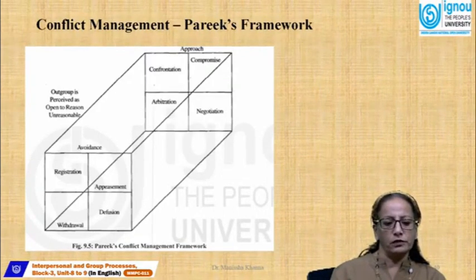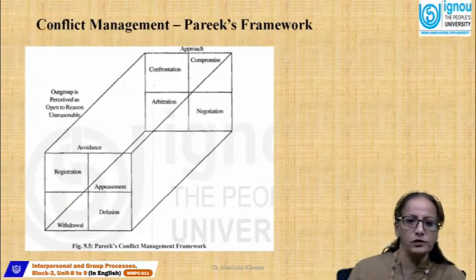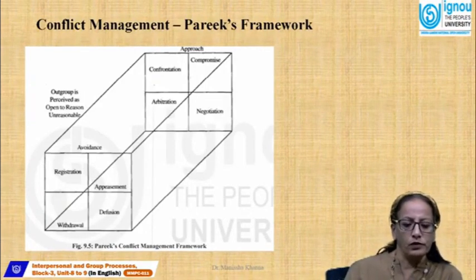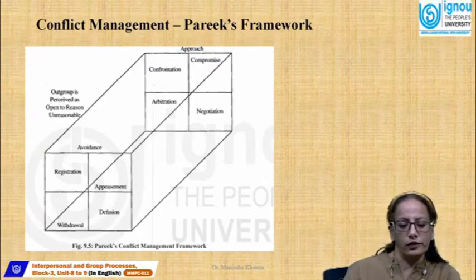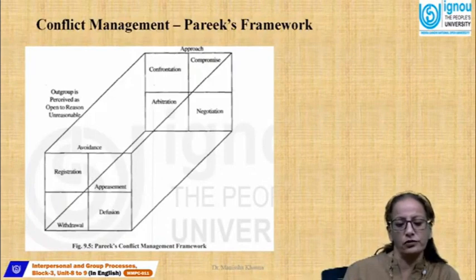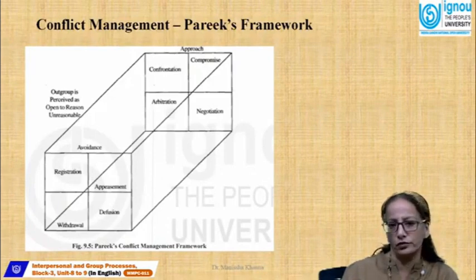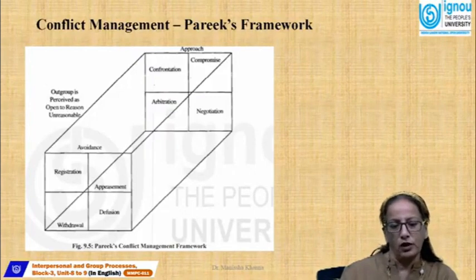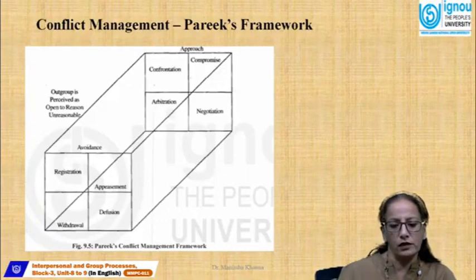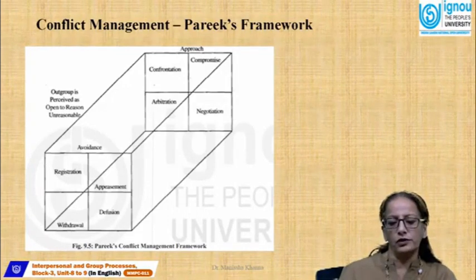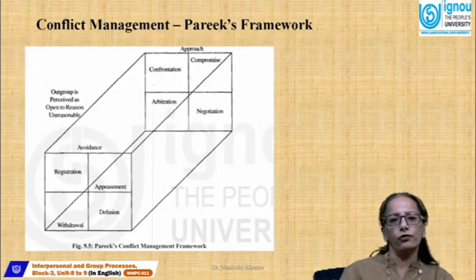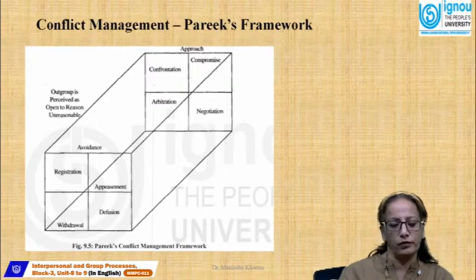Here the framework which is given is about avoidance, the front end avoidance, that is resignation or appeasement or withdrawal or definition of the conflicts as they appear to be, whereas the approaches which relate with all these can be confrontation, compromise, arbitration, and negotiation. So these are the four basic approaches which lead to the conflict management framework.